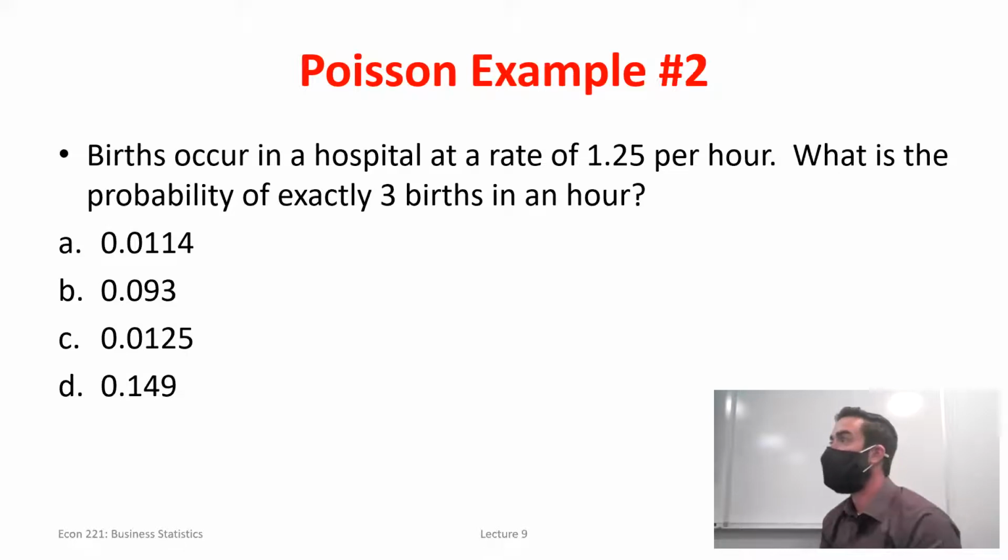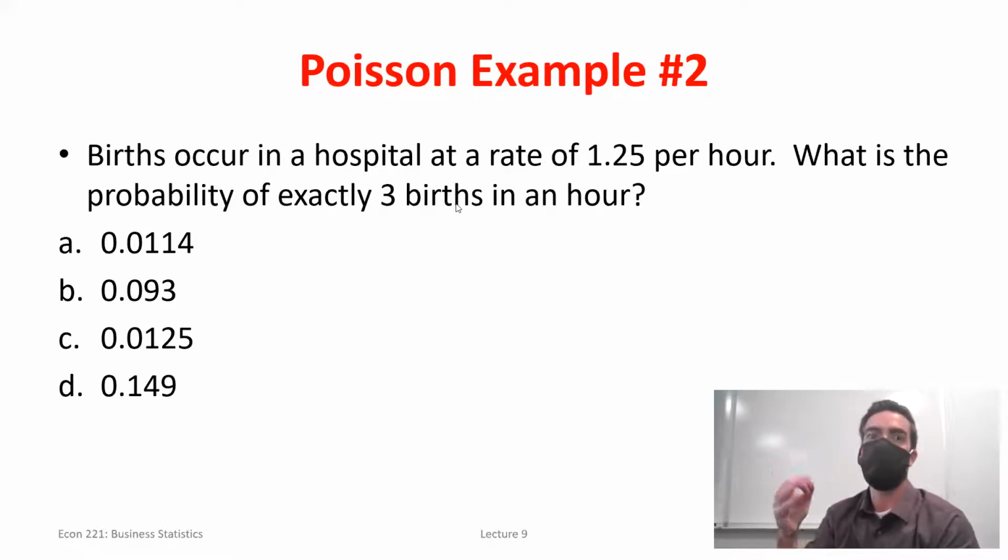So maybe I'm worried about staffing, right? And I know that on average, my hospital experiences 1.25 births every hour. Well, I want to make sure that I have enough people on staff if I see more than the average, especially if seeing more than the average is somewhat likely. So if I have this average rate over the time interval of an hour of 1.25, what's the probability I see exactly 3 births in this next hour?